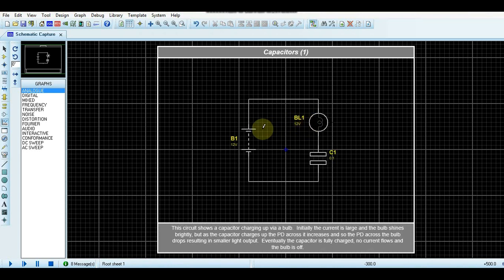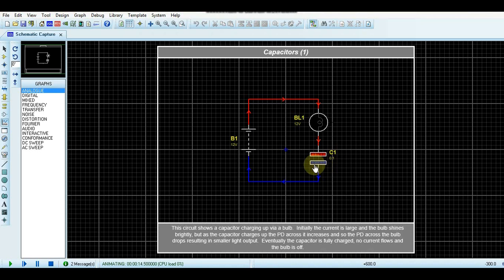Okay, so let us run the simulation and show you the behavior. To run the simulation, you have to click this button. This is the run the simulation button, and you can see, as soon as I run the simulation, this bulb shines more and this capacitor is charging. And you can see here 1 2 3 4 5 plus and maybe 5 minus.